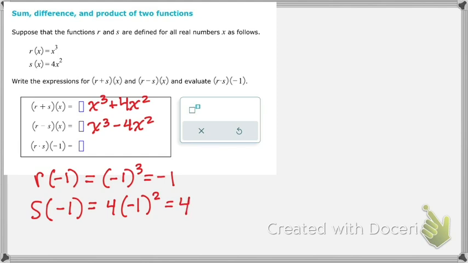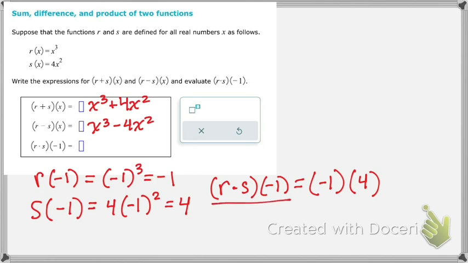So now I know what r of -1 is, and I know what s of -1 is. So I say that r times s of -1 is equal to -1 times 4. Do you see what I did there? I figured out r and s separately, and then I combined them. And of course I get the same result. So you can use either of those methods. The answer here is -4.